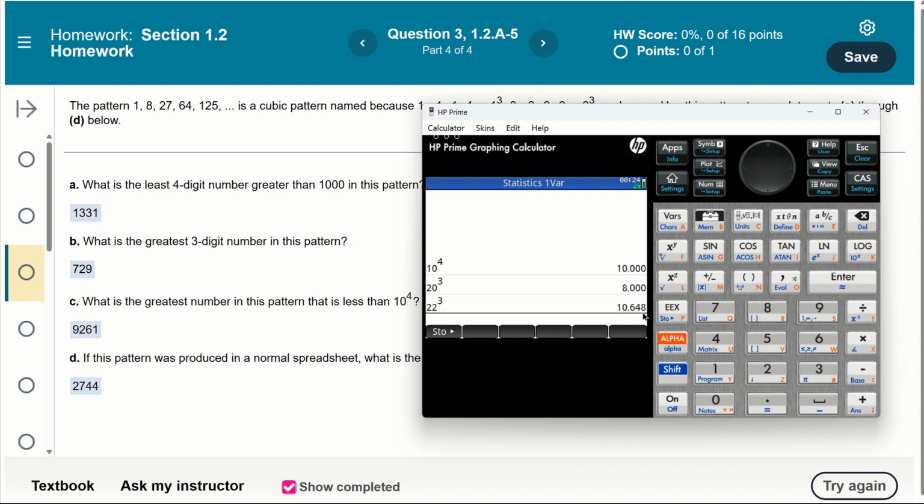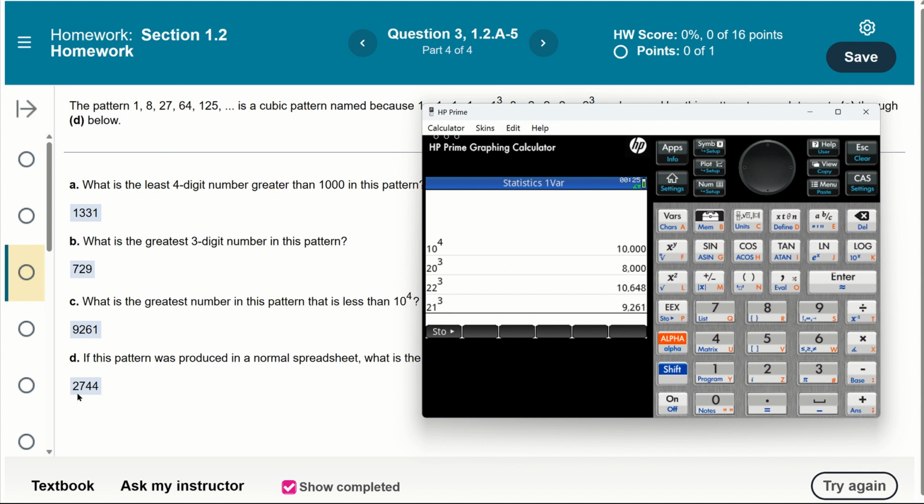I've gone over, right? So what's the only possibility? It's got to be the one in the middle, right? Between 20 and 22. So if I take 21 and cube it, I should get the largest number in this pattern that is less than 10 to the 4.